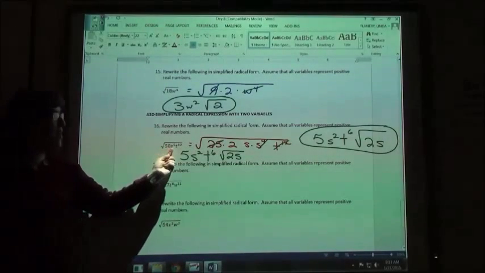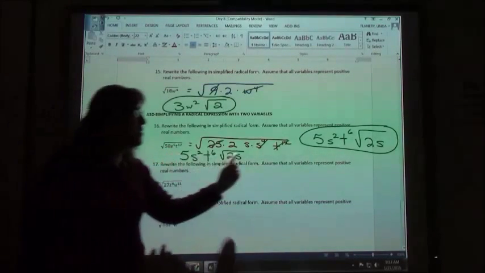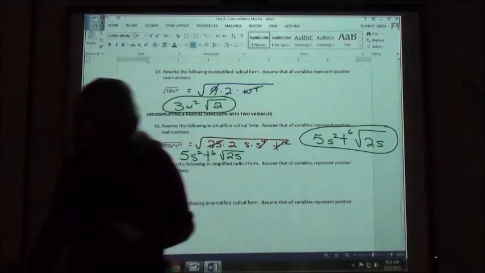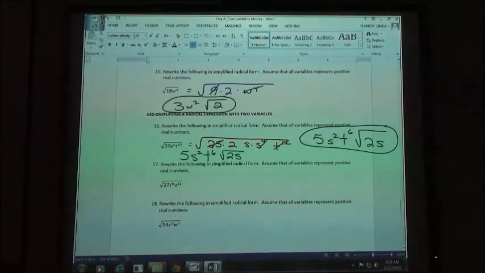So anytime you have an odd exponent, you're always going to end up with that extra variable inside because it wasn't a perfect square.